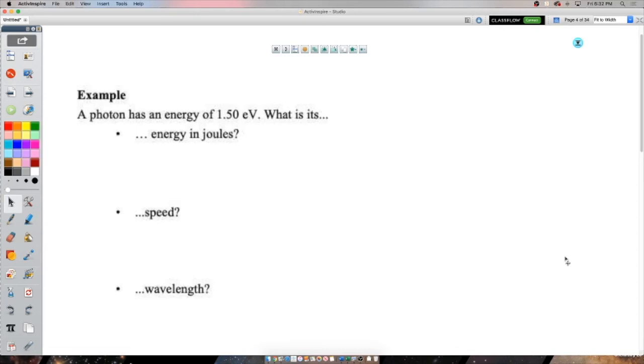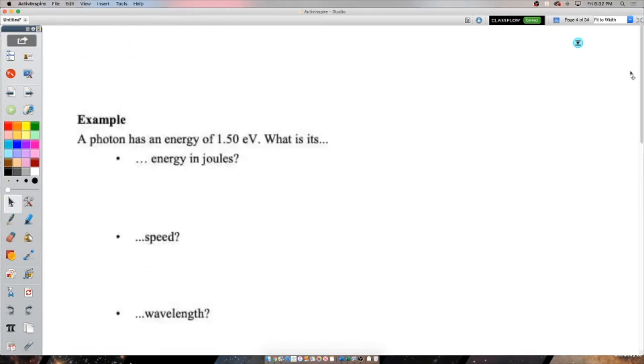Okay, just working through the examples on pages 4, 5, and 6 to go with topic 1. Okay, so first one here, just a conversion. A photon has an energy of 1.5 electron volts. What is its energy in joules? So just the skill of converting units, because all an electron volt is a unit of energy.